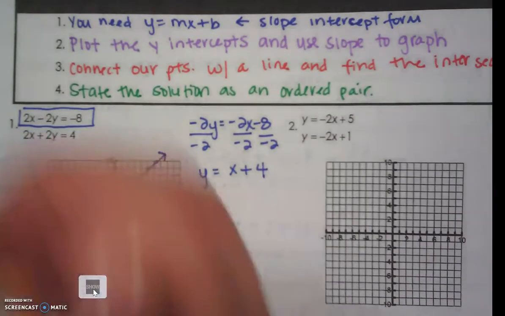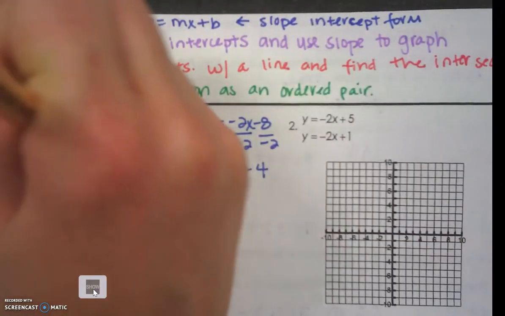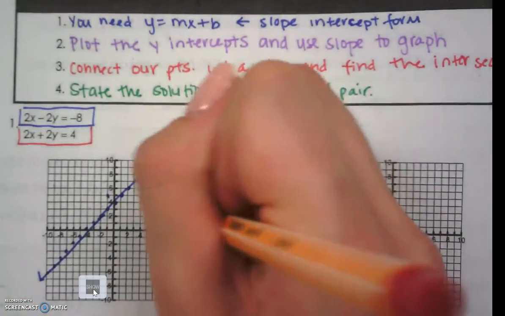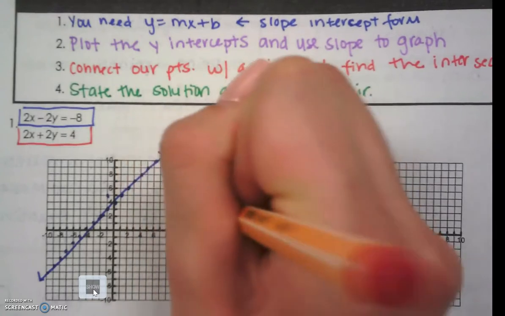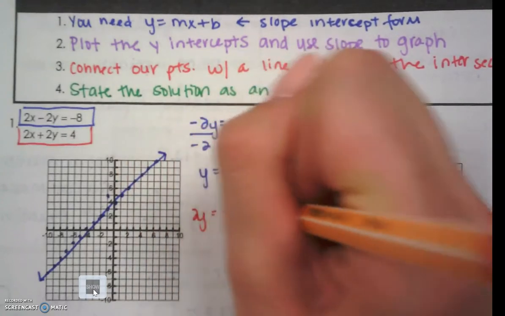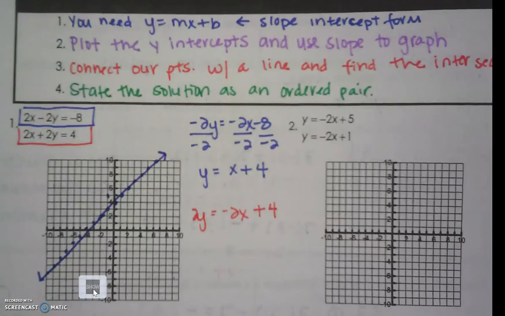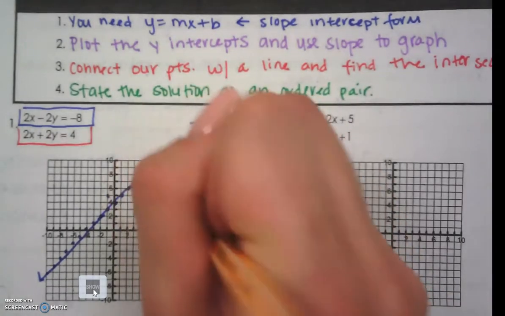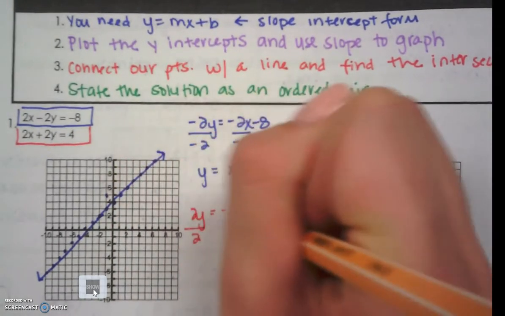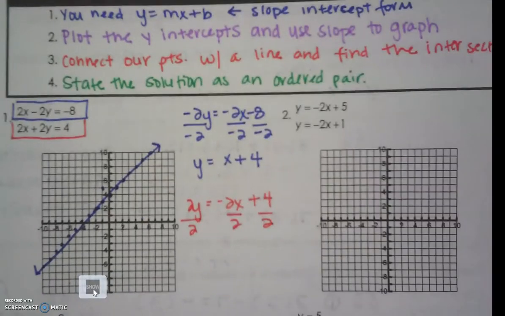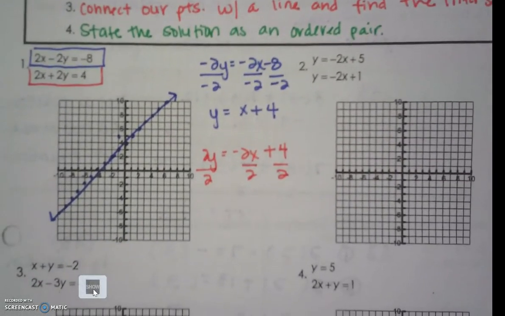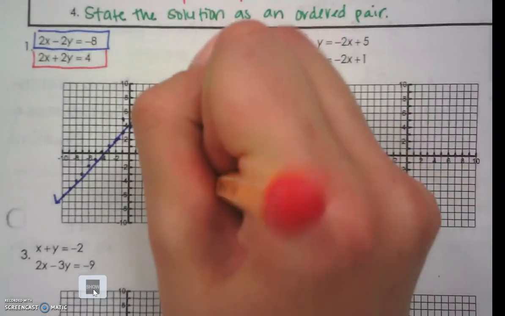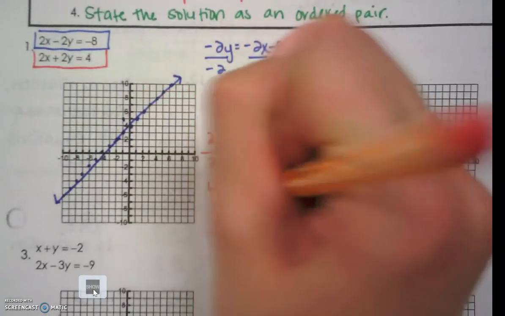I'm going to work on this second one here. That's going to be 2y equals a negative 2x plus 4. I move that x over. Divide each piece by 2. Scroll up here a little bit for y'all. I'm going to get y equals a negative x plus 2.